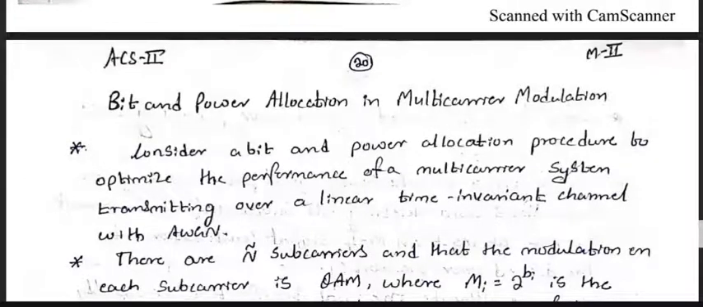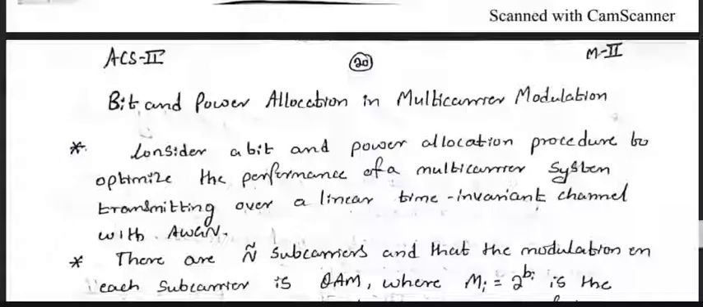Today we will discuss three topics. The first topic that I want to discuss in this particular class is regarding the bit and power allocation in multi-carrier modulation. The second topic is the peak to average ratio, that is PAR, in multi-carrier modulation. And the last topic is channel coding in multi-carrier modulation.